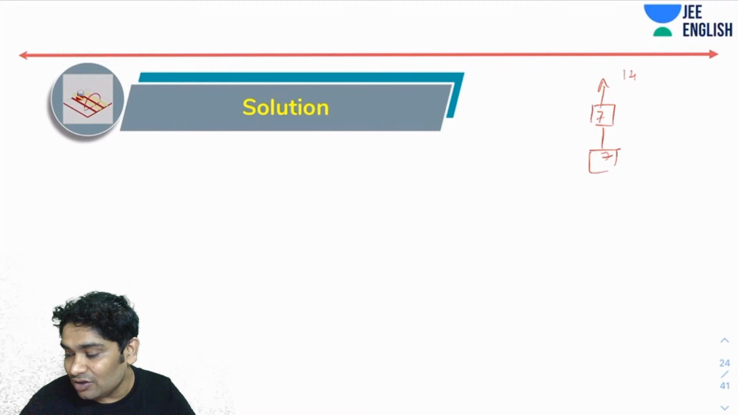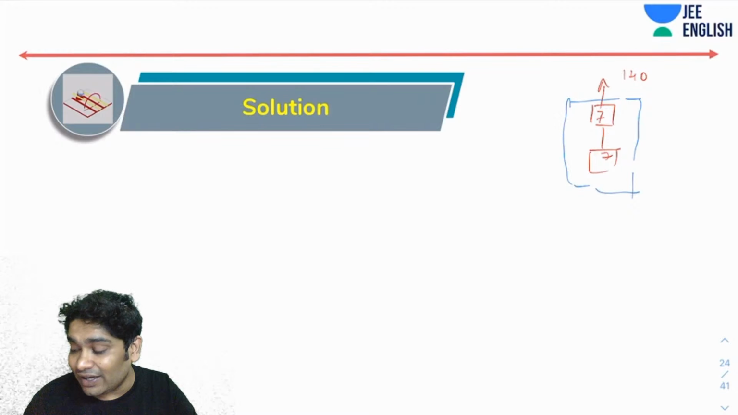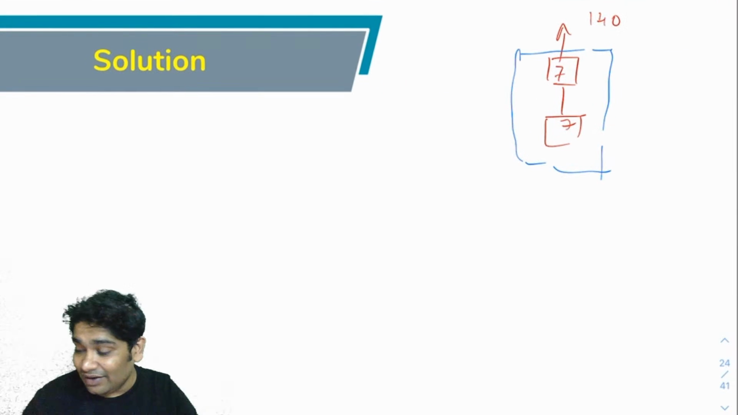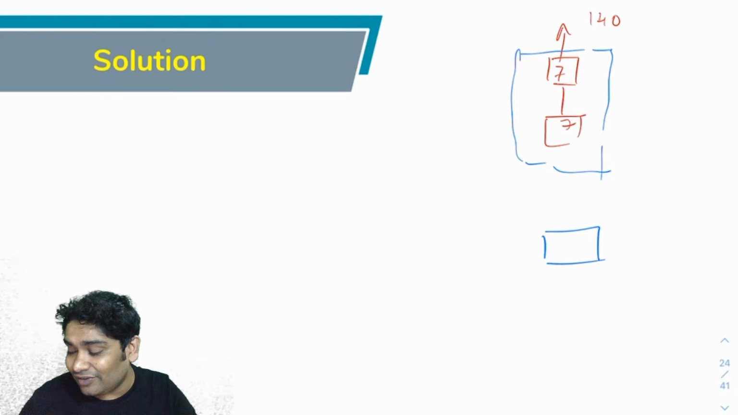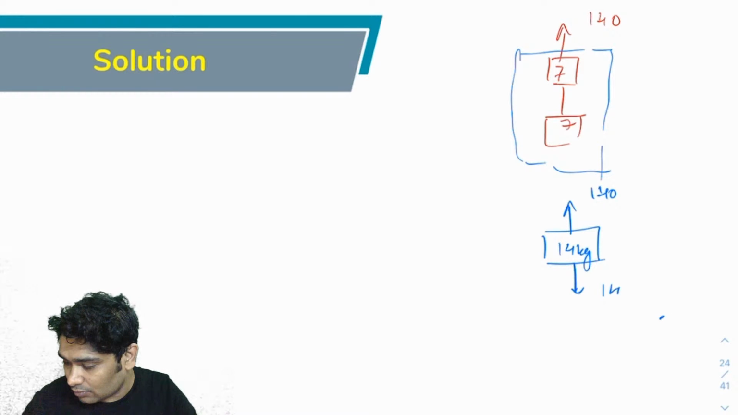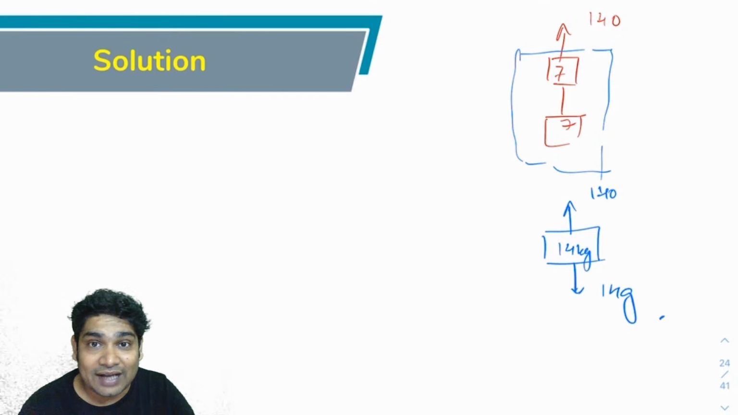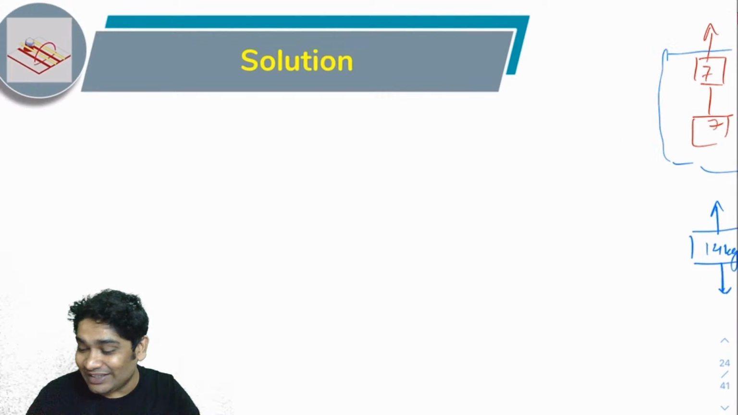Alright. So if they're moving with the same acceleration, what I will do is take both of them as one system. So if I take both of them as one system, then what I have is a single block of 14 kg. You have 140 Newton acting up. You will have mg, which is 14g, acting down. Now I know since g has been told to be taken as 10, the net force is 0. The net force is 0.